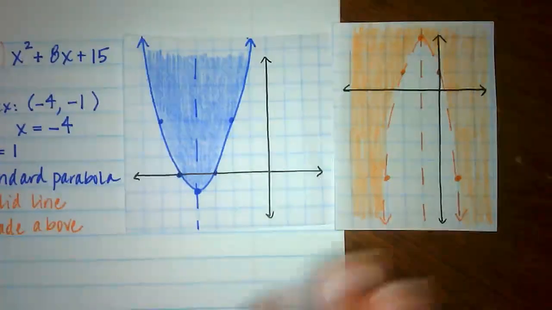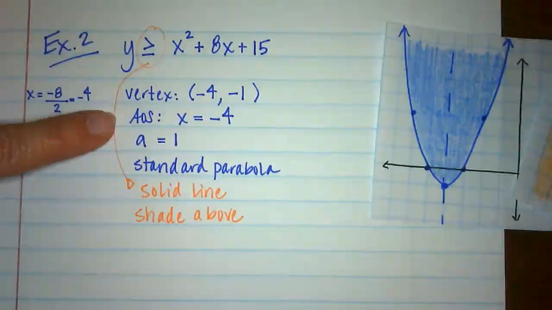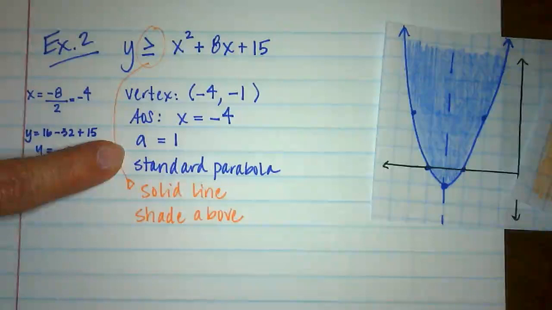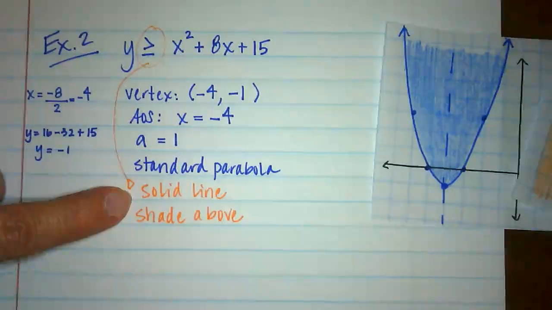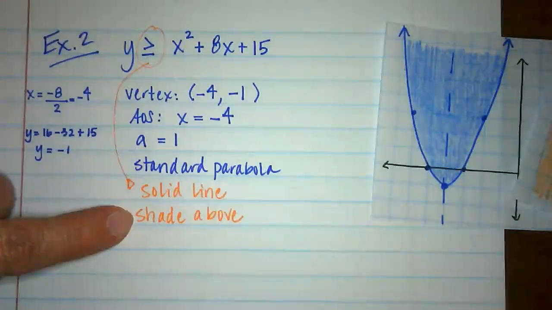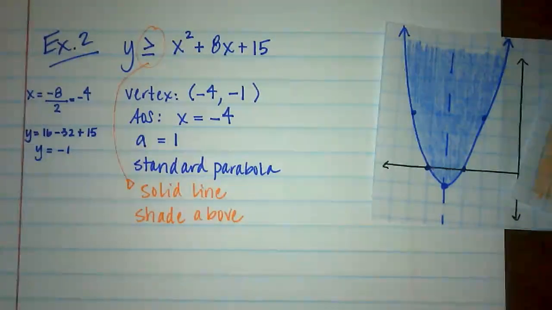Just to recap, you want to start by finding the vertex and the axis of symmetry. Look at what the value of A is and determine how that affects your parabola. Then you need to decide whether you should be drawing a solid line or a dotted line based on the inequality, and whether you should be shading above or below the vertex, and that's also based on the inequality. All right, good luck.